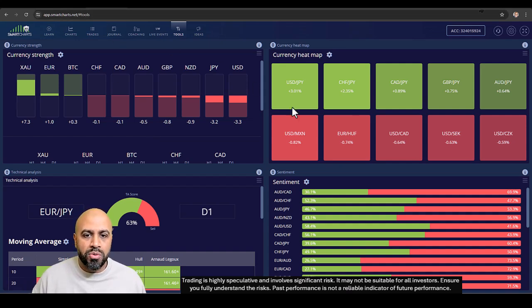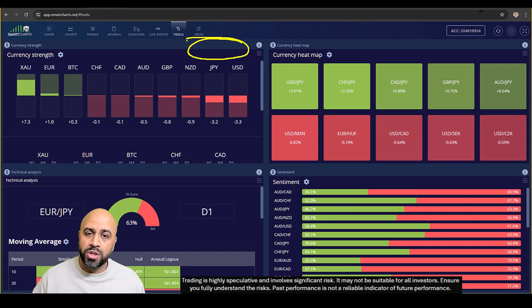So for example, with the US dollar, we know the US dollar for the past several months has been really up here. It's been one of the strongest currencies, okay, but we know since last week and a little bit before that, the US dollar has been the weakest currency, all right, which is why we've been shorting the US dollar.